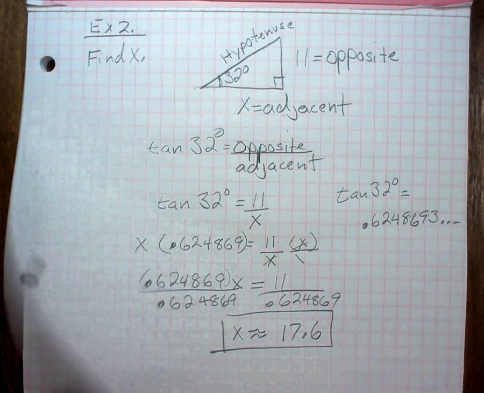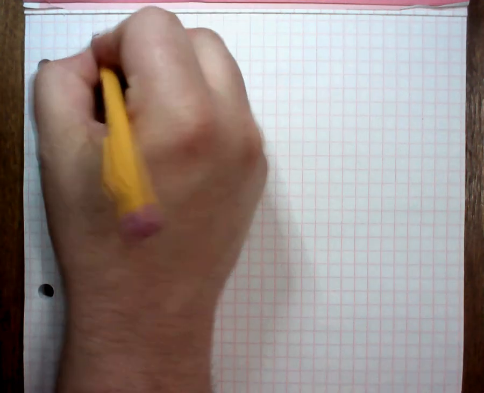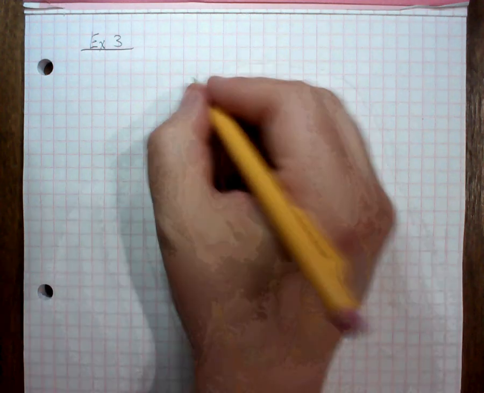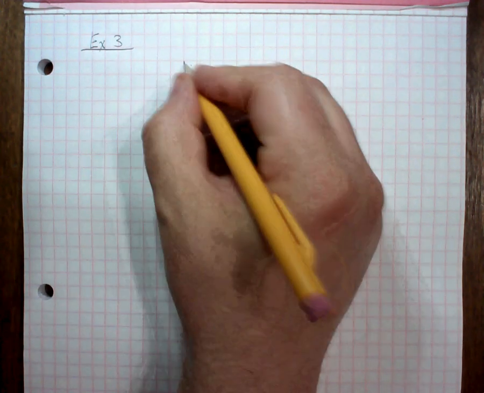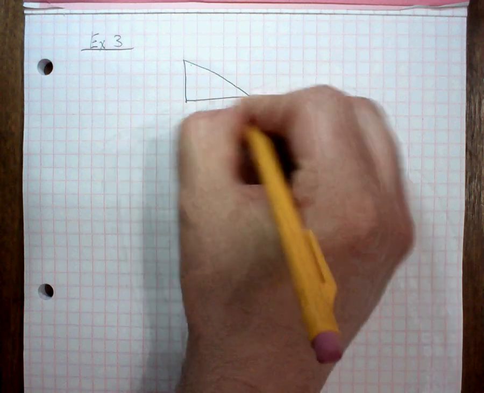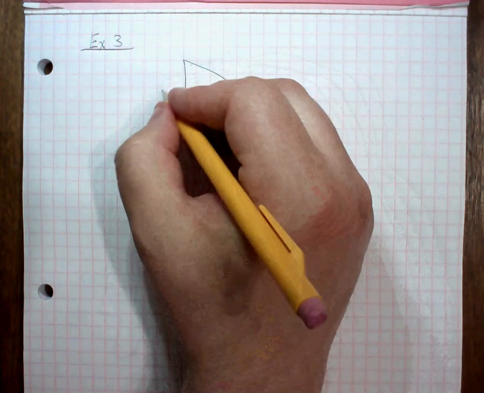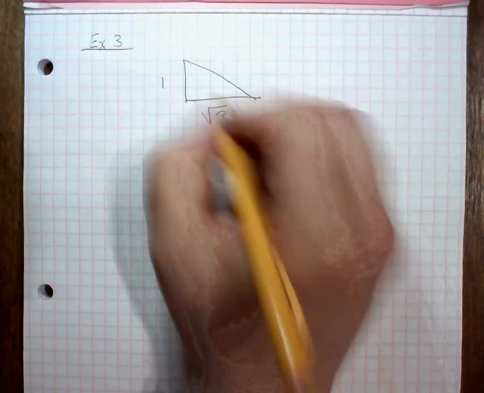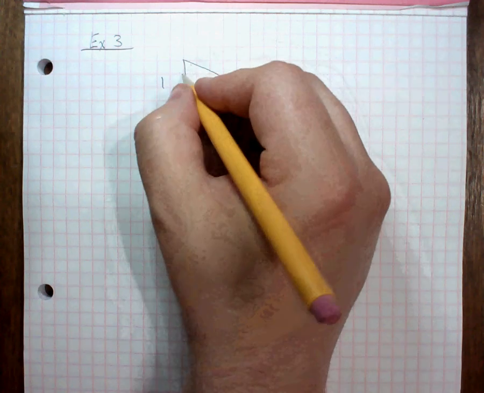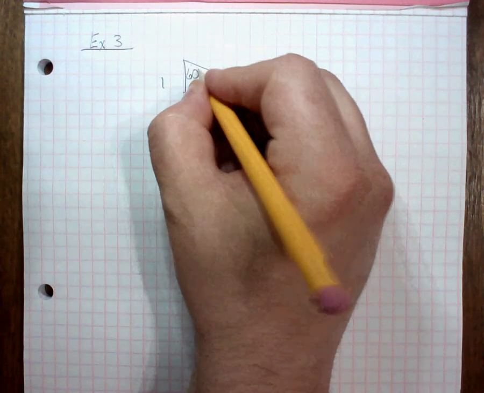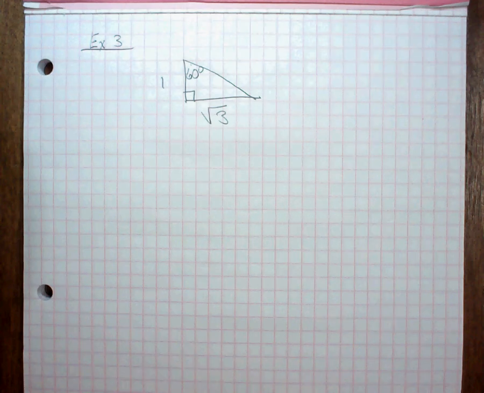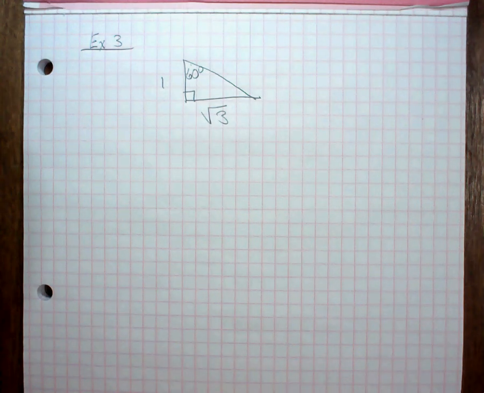Moving on to example number 3. In example number 3, we're given another triangle like this, and we're told 1, root 3, this is my 90-degree angle, and we're told that this is 60 degrees. So we're asked to verify the special right triangle.